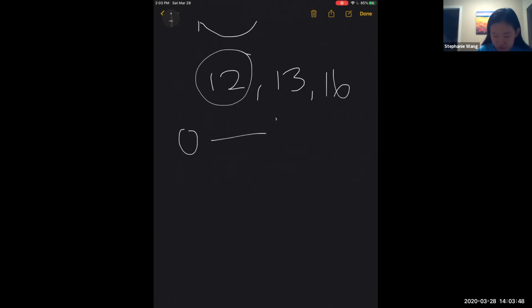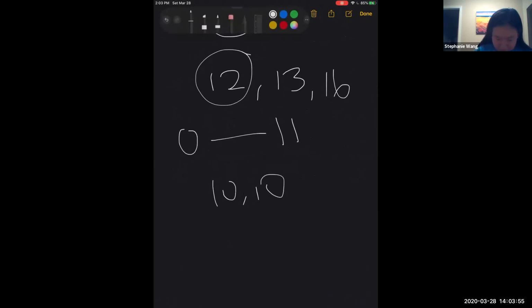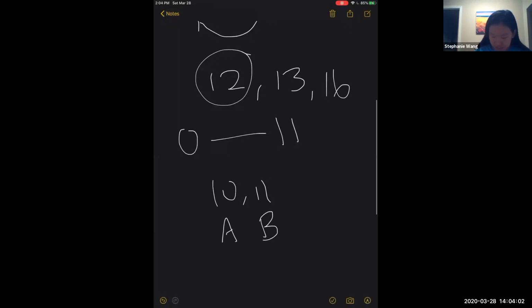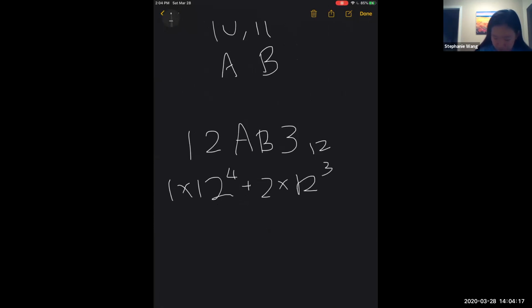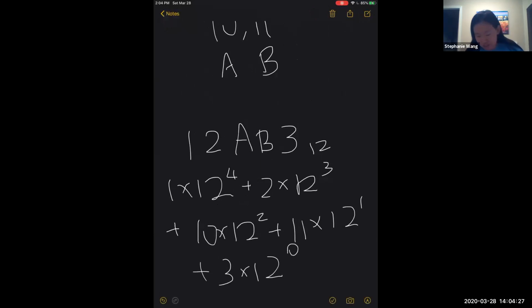Another thing I want to cover is bases greater than 10. Sometimes you can have base 12, base 13, or base 16. For base 12, we can have digits from 0 to 11, but we can't express 10 and 11 as single digits, so instead we express them as A and B. So if we have 12AB3 base 12, that would be 1 times 12 to the power of 4, plus 2 times 12 to the power of 3, plus 10 times 12 to the power of 2, plus 11 times 12 to the power of 1, plus 3 times 12 to the power of 0. That's basically the gist of bases in general.